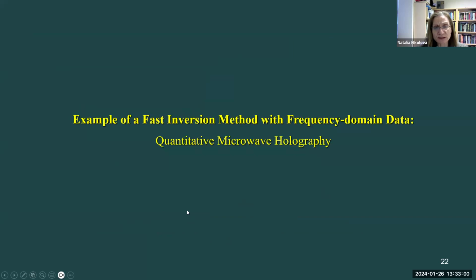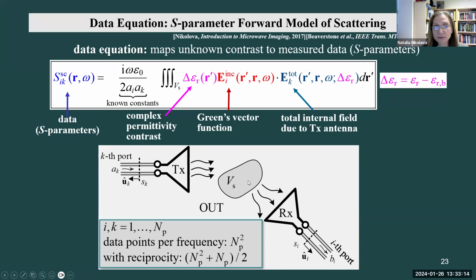Let us consider one of the simplest fast inversion methods in the frequency domain, termed quantitative microwave holography, because it can recover images of the real and imaginary parts of the permittivity. Let me show you what we have to deal with. Here is your typical data equation. On the left, you see our data, measured S-parameters, actually the scattered portion of them. Now we have a model that predicts how the measured S-parameters depend on the complex permittivity contrast, which is nothing but the difference between the permittivity of the object under test and the background permittivity.